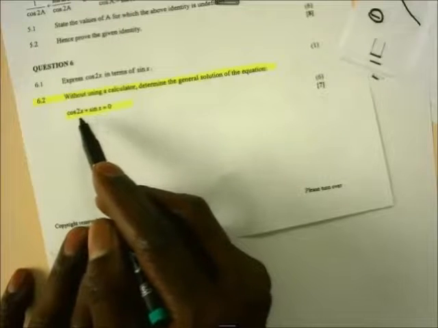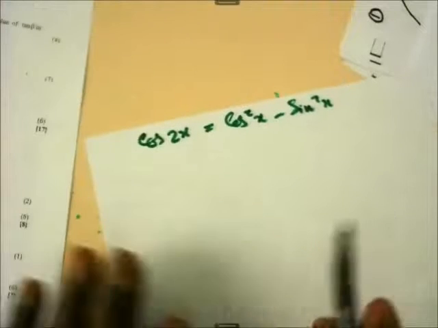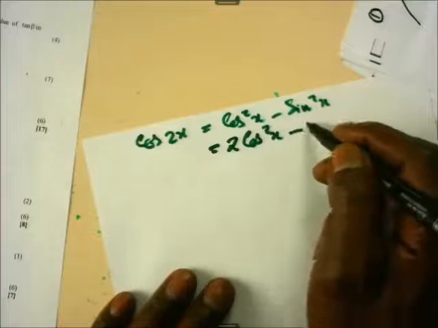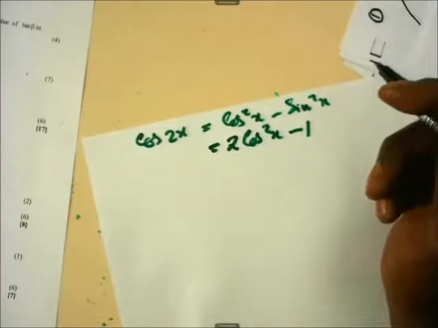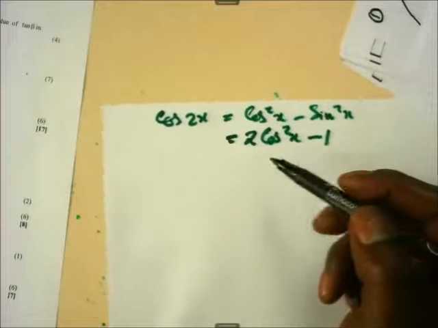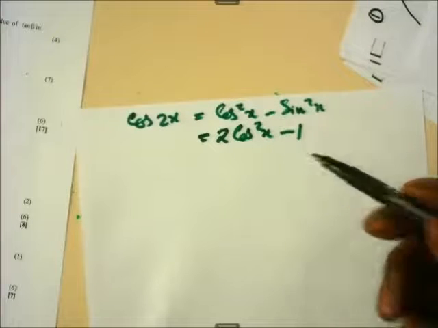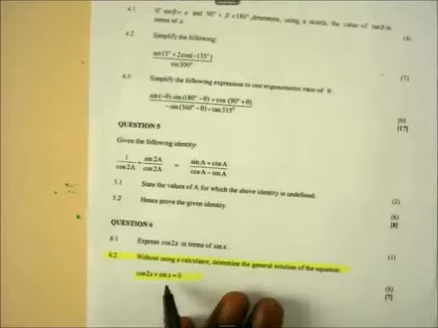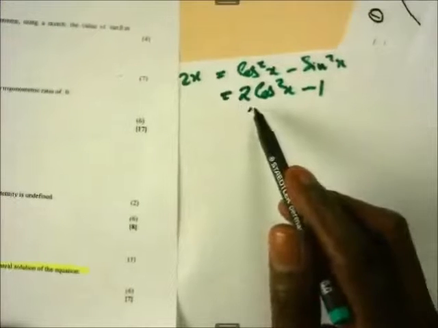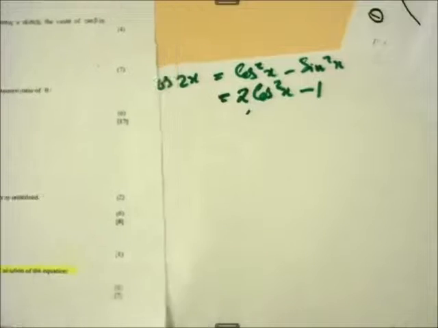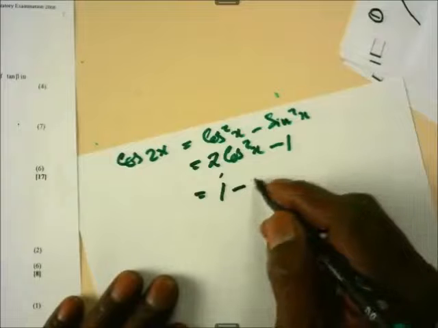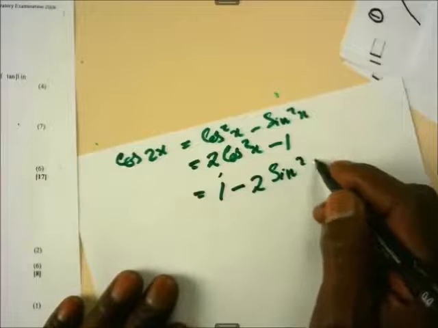ratio here. Now, cos 2x is the same as 2 cos squared x minus 1 if we use the double angles. Now the question is, is this going to help us? I don't think this is going to help us because we'll still have cos and sine there, because this is 2 cos squared x minus 1. And cos 2x is the same as 1 minus 2 sine squared x.